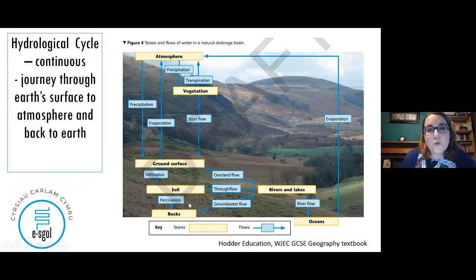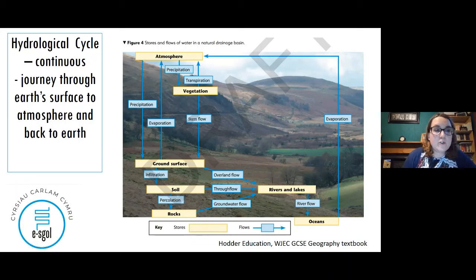It's also important to know that within this we have stores and we have flows. Stores are where water stays in one form for a period of time. With flows, it moves from one state to another. So, for example, when we have evaporation, it's moving from our oceans up into our atmosphere, so that's a flow. Our flows are identified by our blue arrows, and our stores are identified by our yellow boxes.